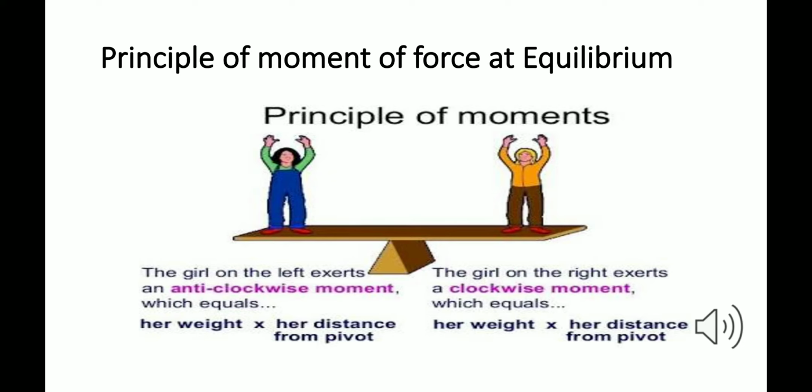In the example you can see there is a girl on the left hand side and a girl on the right hand side. The left hand side girl is applying force which is anti-clockwise, and the moment will be her weight into the distance from the pivot. The other girl is applying clockwise, so it will be her weight into her distance. When these are balanced, the net moment of force has to be 0. That means anti-clockwise moment has to be equal to clockwise moment for this to be in equilibrium. So we go to the next slide.